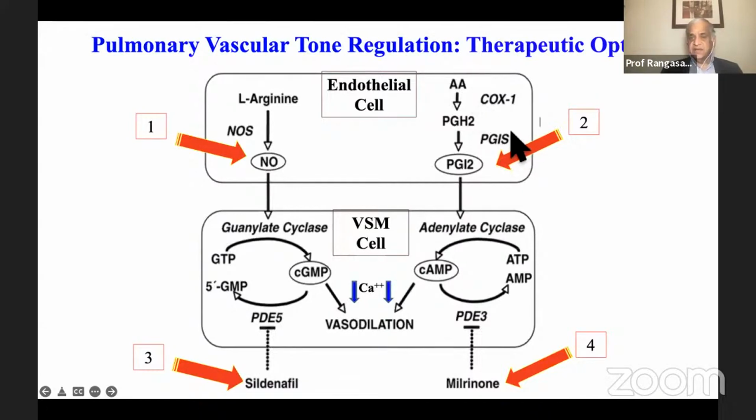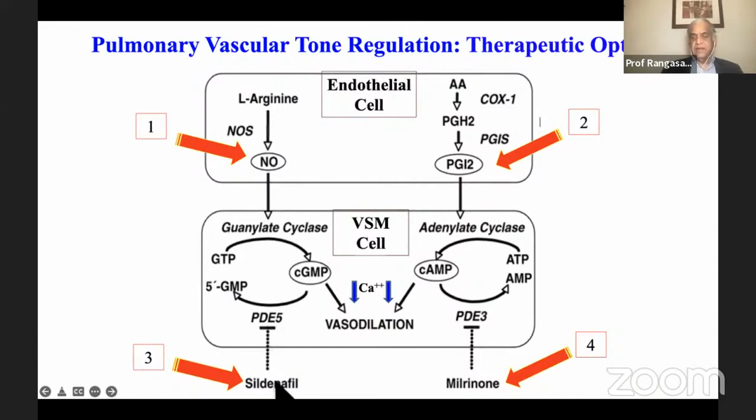PGI synthase converts it into PGI2, and PGI2 acts on adenylate cyclase, converts ATP, adenosine triphosphate, to cyclic AMP. So both cyclic AMP and cyclic GMP will decrease intracellular calcium concentration, leading to vasodilation of smooth muscle cells. If you're not able to produce this, you can at least decrease the catabolism or breakdown of cyclic GMP using a phosphodiesterase PDE5 inhibitor.